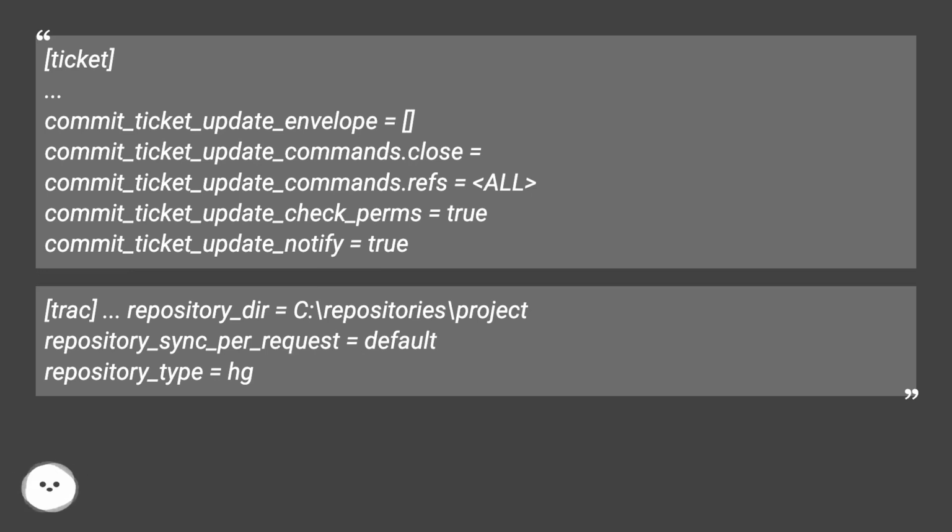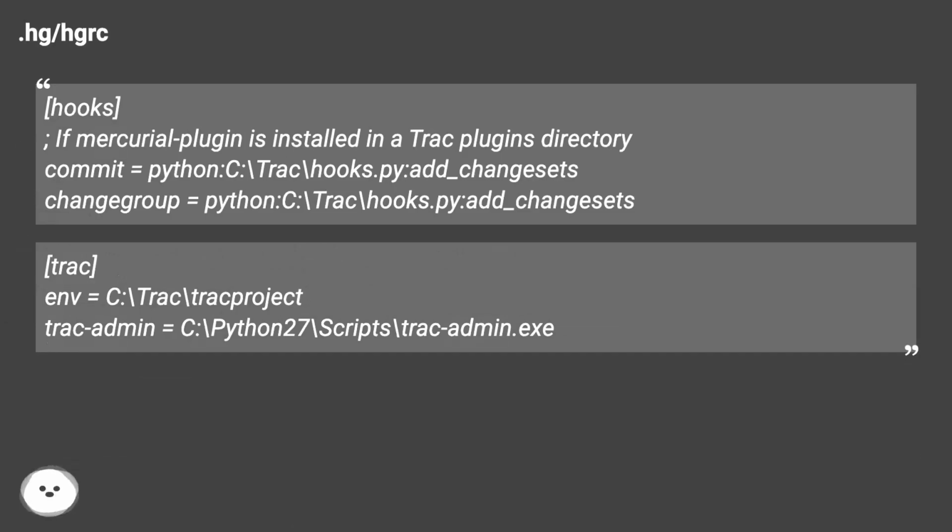Trac: repository_dir equals c:\repositories\project, repository_sync_per_request equals default, repository_type equals hg. Then .hg/hgrc, hooks: if the Mercurial plugin is installed in a Trac plugins directory, commit equals python, and so on, pointing to trac/hooks.py add_changesets, with the trac env equal to c:\trac\project and trac admin equal to c:\python27\scripts\trac-admin.exe.